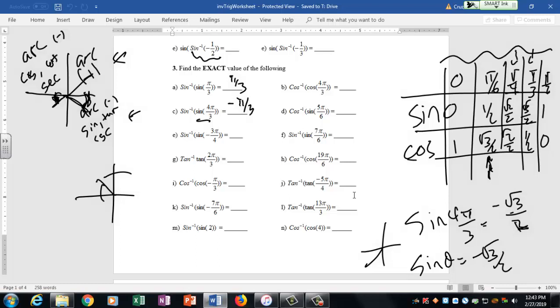Is that fair? So when I say to you sine negative 3 pi over 4, well, that's in quadrant 4, yes? Or excuse me, that's in quadrant 3. But if that number is going to be negative, I need to put that back into quadrant 4 again, which hence is the answer of negative pi over 4.